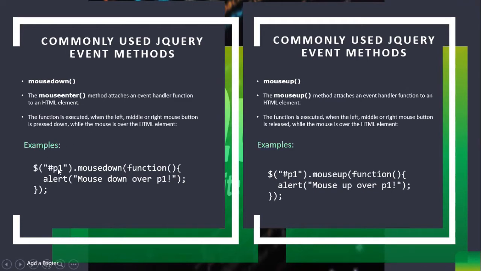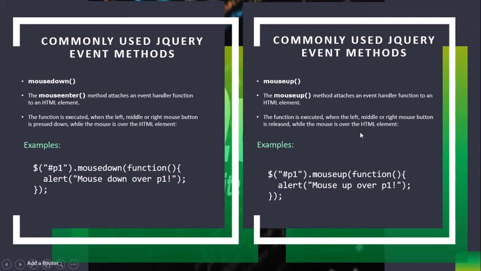That means that if we click on the mouse or press the mouse button down, whatever button that is, and we are over this element with an ID of P1, that was the number sign, this text box will appear: the mouse down alert over P1.